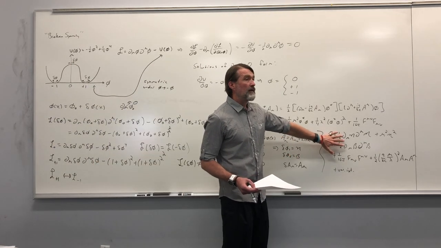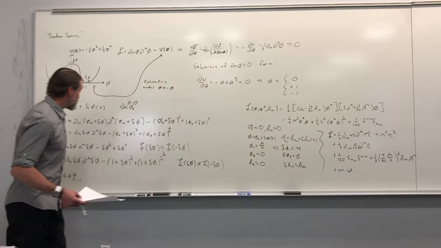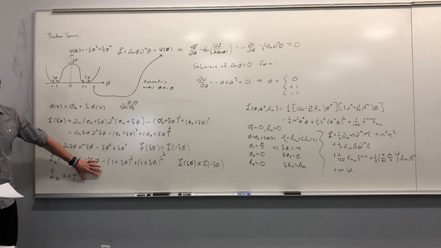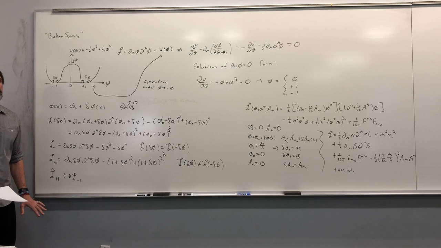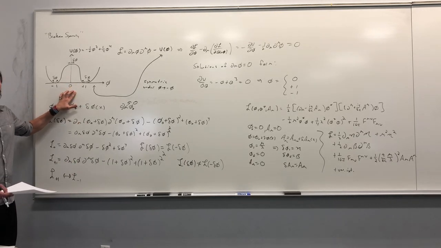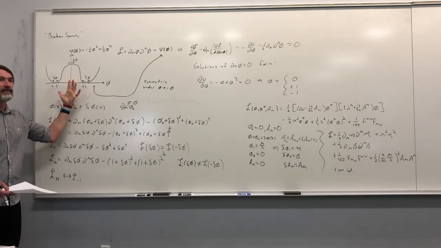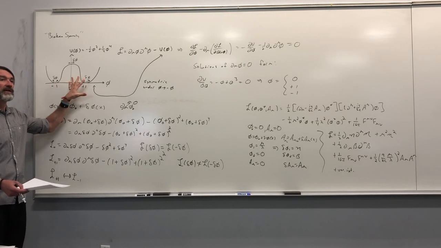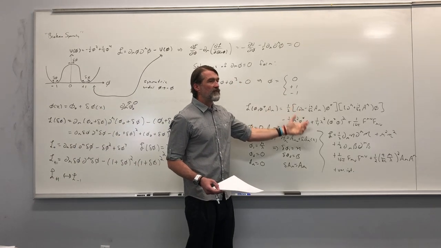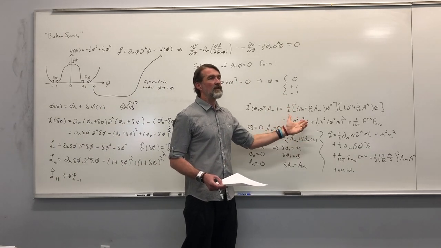This story is actually very, very similar to this story. The only difference is that this is a discrete transformation. You're basically taking this and flipping it. Not continuously rotating it, but flipping it. However, the symmetry in this case is continuous.